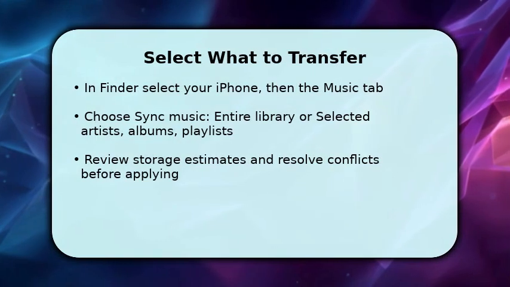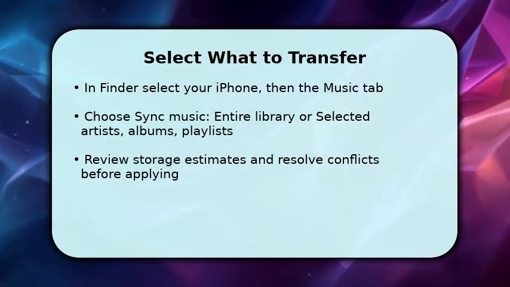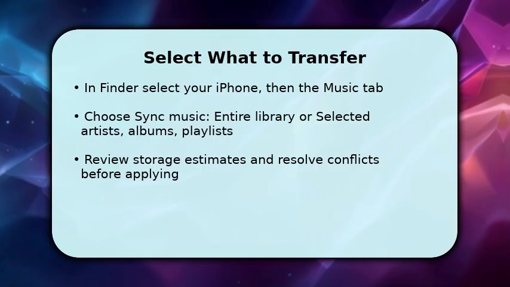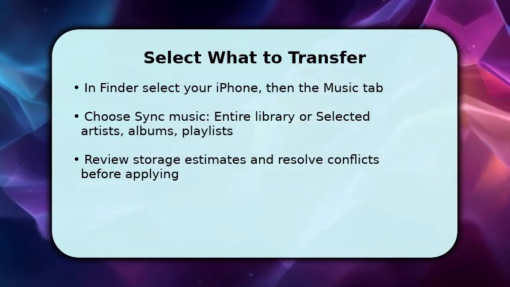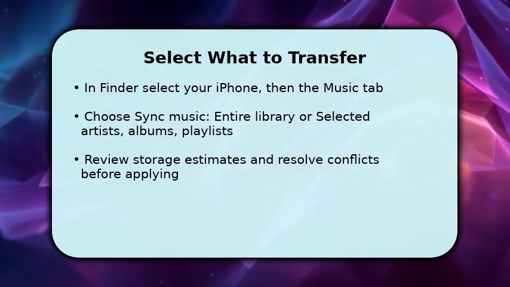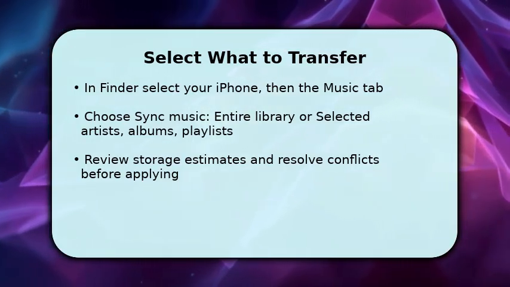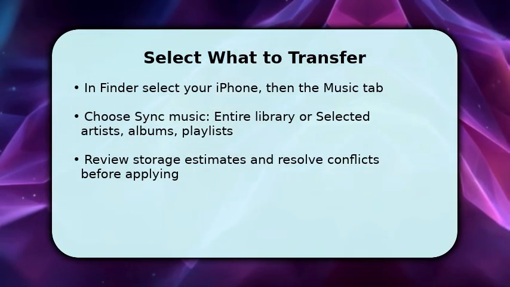Now you choose exactly what moves onto the iPhone. In Finder, select your iPhone and open the Music tab. Choose between syncing your entire library or only selected artists, albums, and playlists. Make selections deliberately. Selected sync avoids filling limited storage. Review the storage bar to confirm capacity and check for duplicate or unmatched tracks.